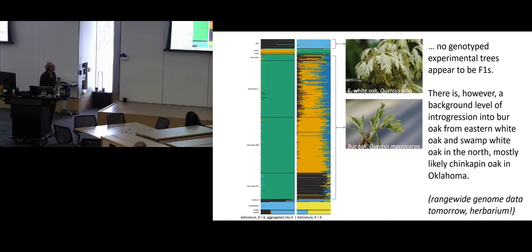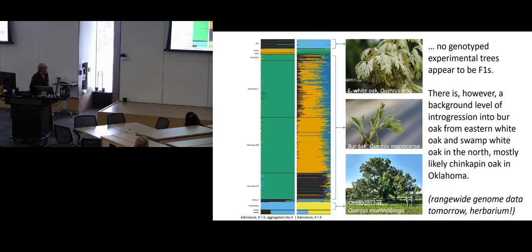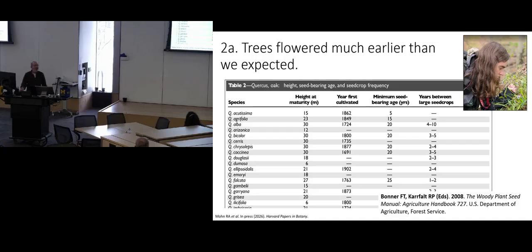but we do see a trickle of gene flow in the mother trees with a background level of introgression from eastern white oak, predominantly in the northern trees, and chinkapin oak, predominantly in the southern trees. Again, more of the range-wide genome data tomorrow in the herbarium. It's going to be fun. Second finding. So that was great. That was satisfying, and nice to know that these trees are not just completely promiscuous.